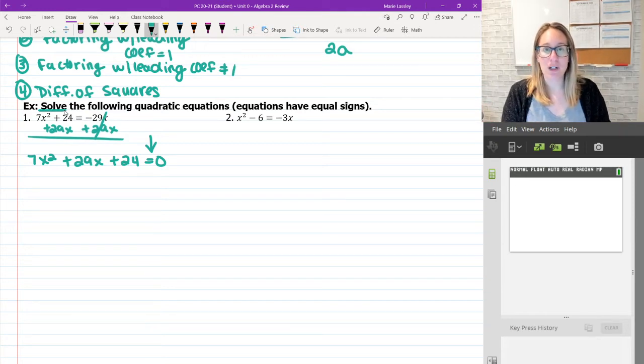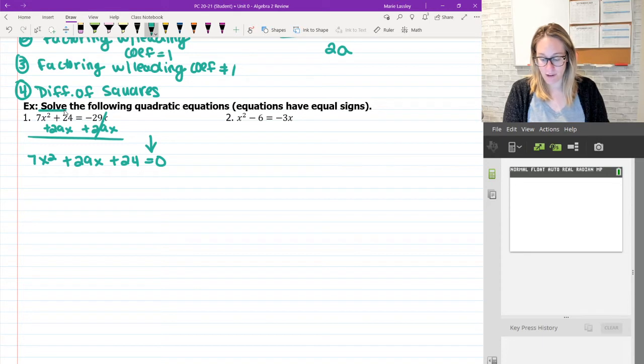Okay, so the first thing I'm going to try and do is factor. This is a leading coefficient not equal to 1 because it's a 7. I don't think I can pull something out from each piece because 7 does not divide into 29, nor does it divide into 24. So I'm stuck where I'm at. There's no greatest common factor that I can take out of here.